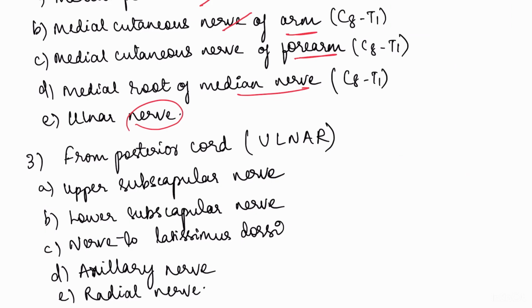From the posterior cord, the branches can be remembered by a simple mnemonic, that is ULNAR. That is upper subscapular nerve, lower subscapular nerve, nerve to latissimus dorsi, axillary nerve and radial nerve. So 5 branches. Here also we have the 5 branches. So let's see the 5 branches now.